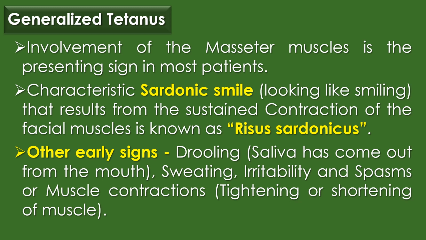known as risus sardonicus. Other early signs are drooling, or saliva coming out from the mouth, sweating, irritability, and spasms, or muscle contraction, tightening or shortening of the muscles.